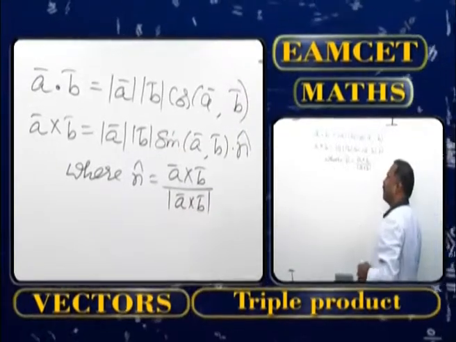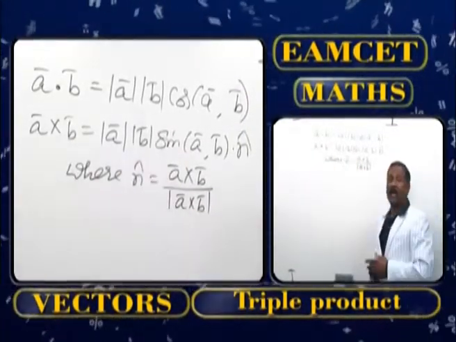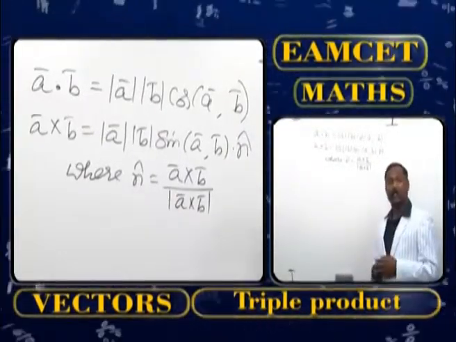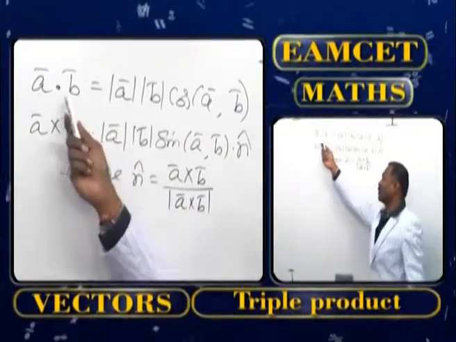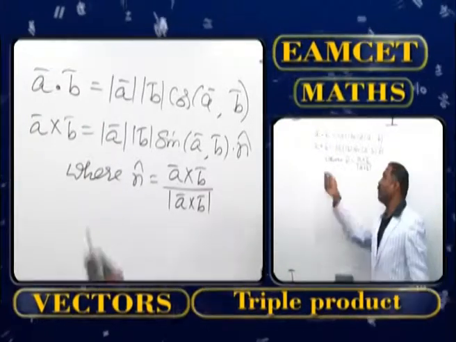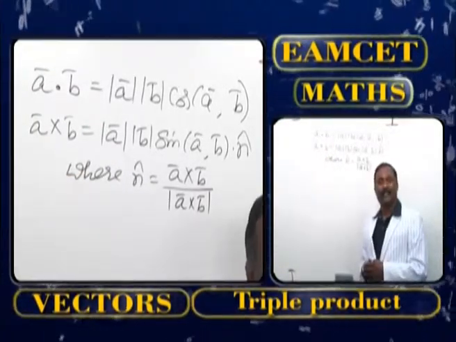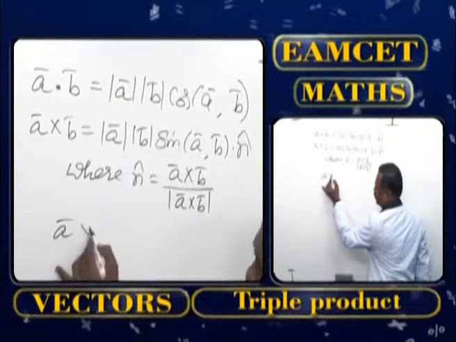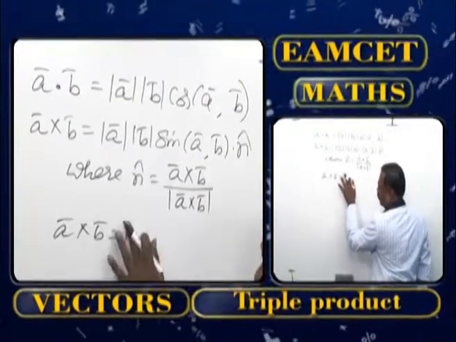What do you understand by this? The result is a scalar, and hence direction is not needed. The result is a vector, the direction is needed. So in this case, it is commutative. A dot b is nothing but b dot a. In this case, a cross b is not equal to b cross a, but a cross b is equal to minus b cross a.